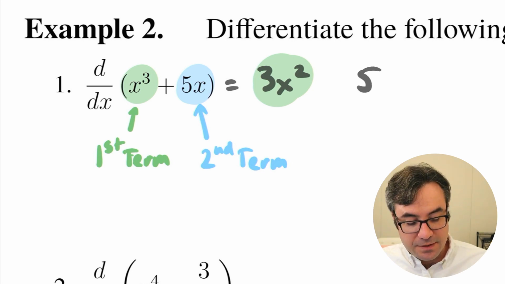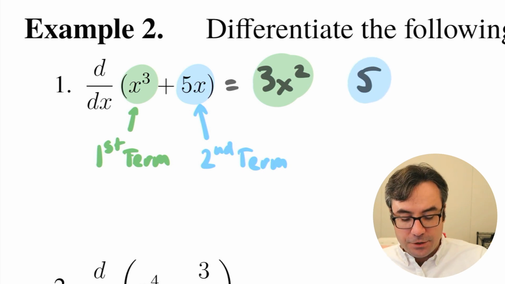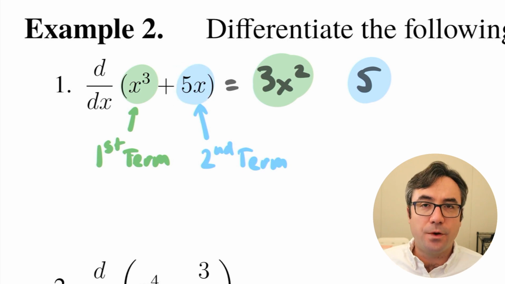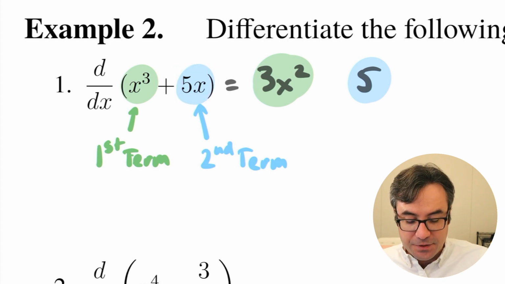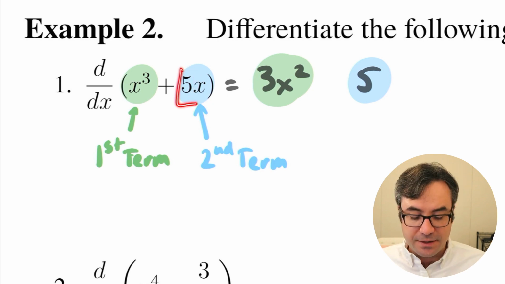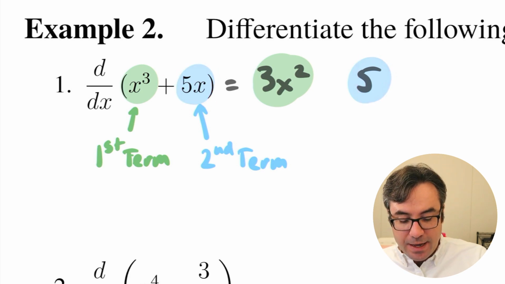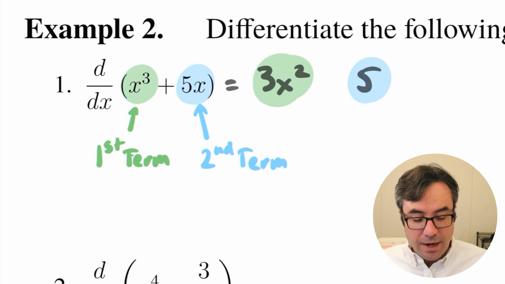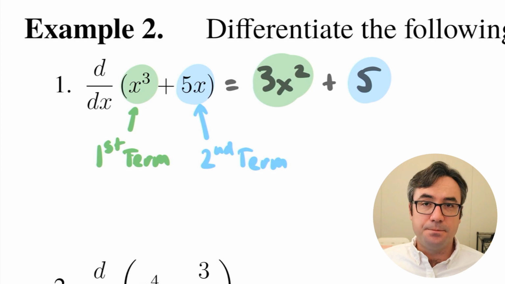So my derivative of that second term is just 5. Again, if we're just looking at this 5x, well, 5x by itself is just a linear function, and the slope of that is just the number in front of the x. So the derivative of 5x is 5. And then because we had a plus sign there in the middle, we're going to have a plus sign here in the middle for our derivative. And there we go. There's our derivative.